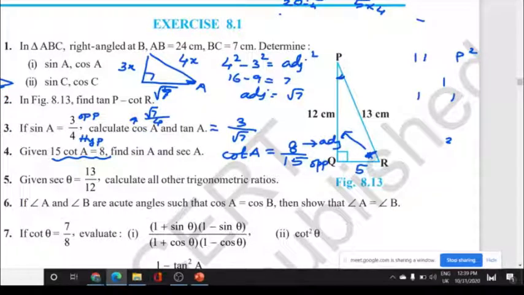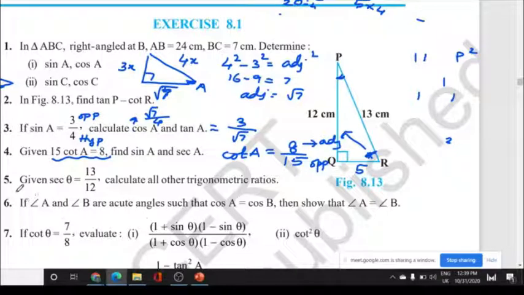Once you find the hypotenuse, then you can take any ratio you want. Opposite by hypotenuse or adjacent by hypotenuse. Whatever ratio you want, you can take. Clear? So from what is given, you have to find the three sides of the right angle triangle. That is all what the question is. Once you get the three sides of the right angle triangle, you can write anything what you want.